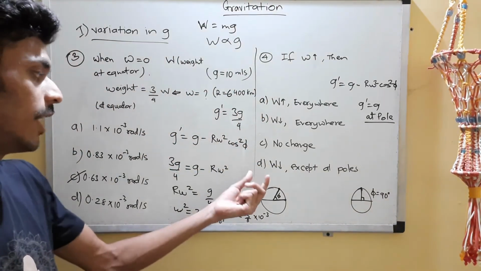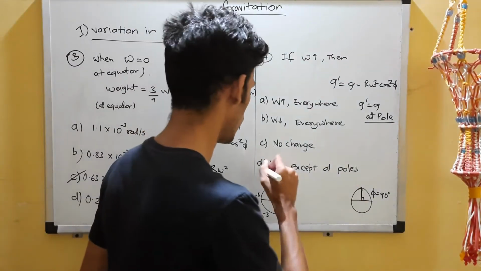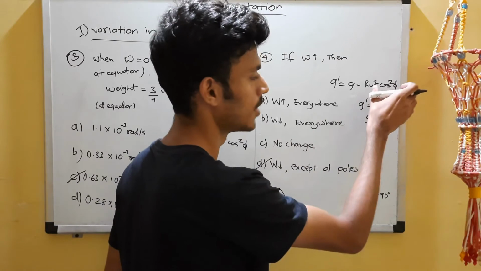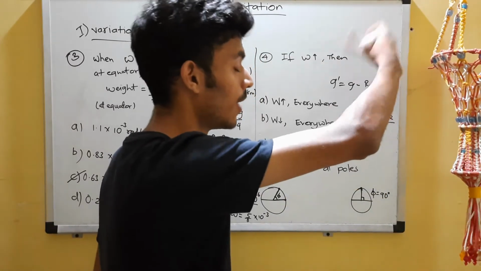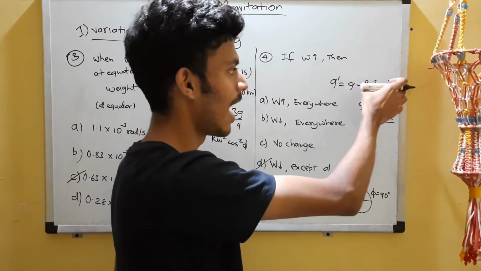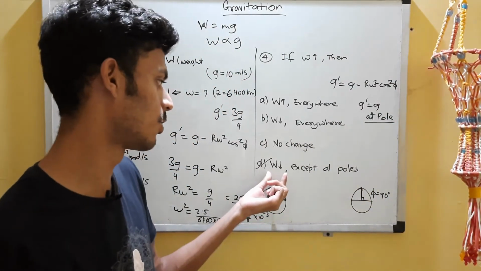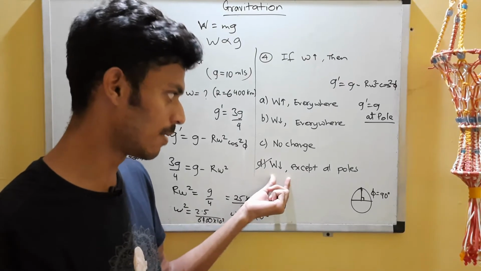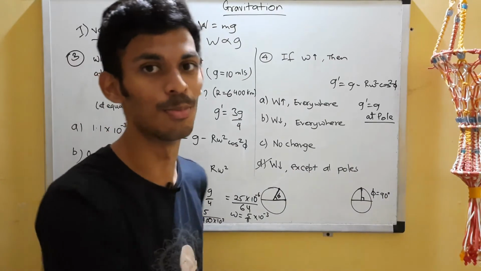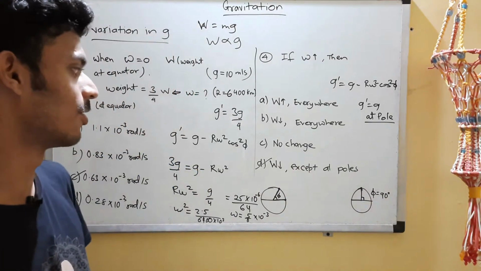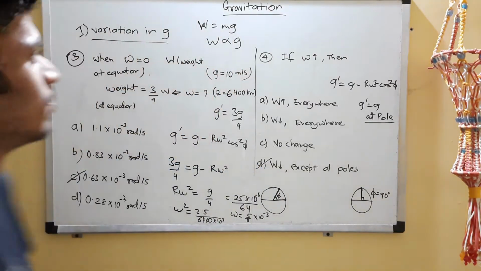So your weight will decrease at all other places except the poles, because at the poles this term becomes 0. Otherwise this term is not 0. On increasing omega, the term becomes bigger and your effective gravity lessens. That is what is told. Weight decreases but not at poles. Weight decreases everywhere except the poles. That is the correct answer over here. Okay, so let's move to our next topic now.